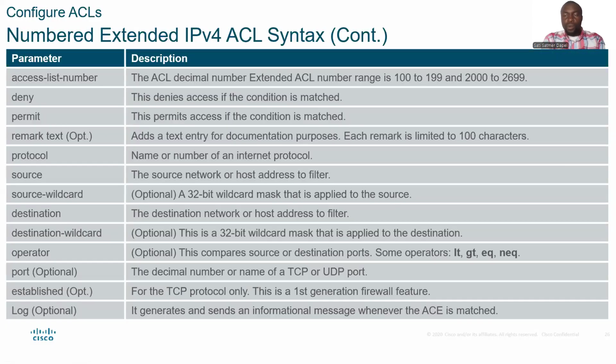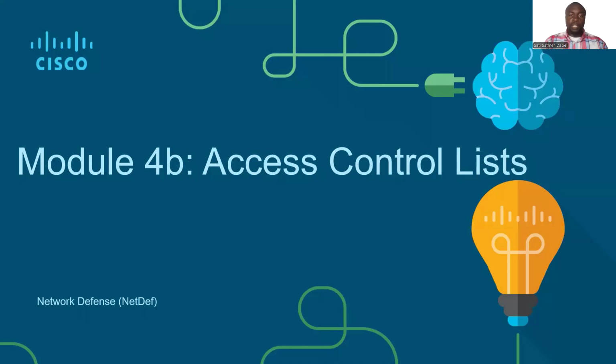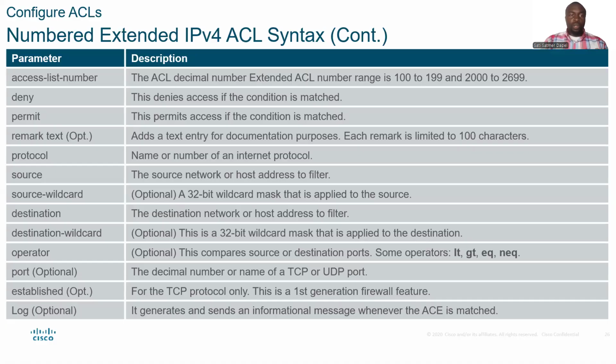Now we're going to continue on the numbered extended access list. We have looked at the named access list. This is where we looked at the numbered extended access list. This is where we stopped yesterday. So today we'll be looking at a continuation of the numbered extended access list.